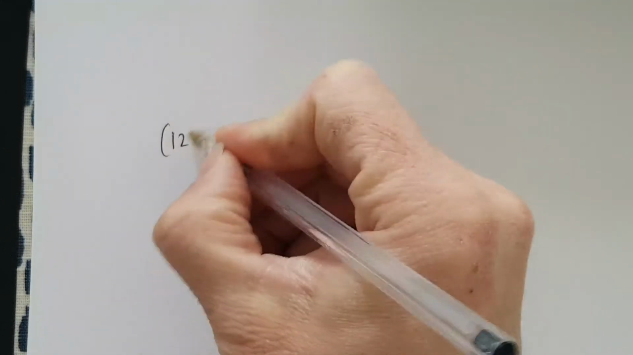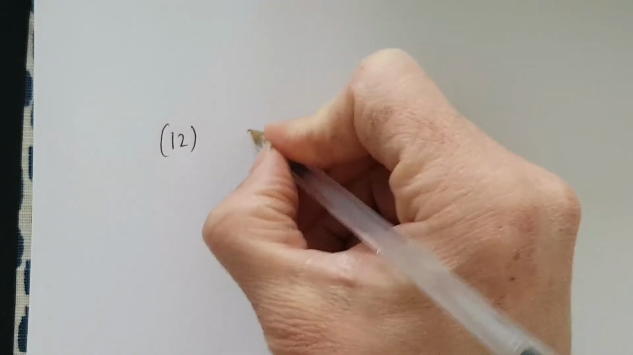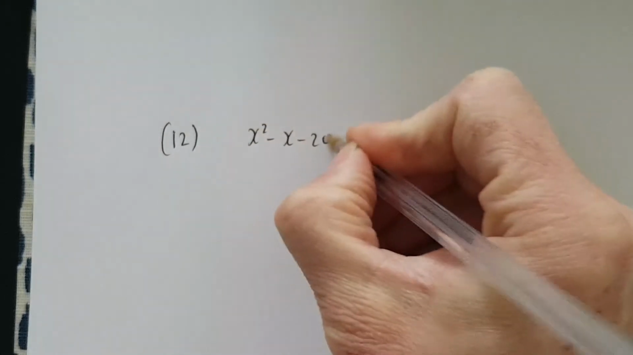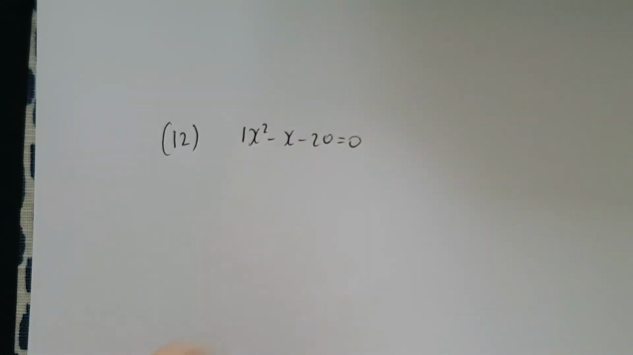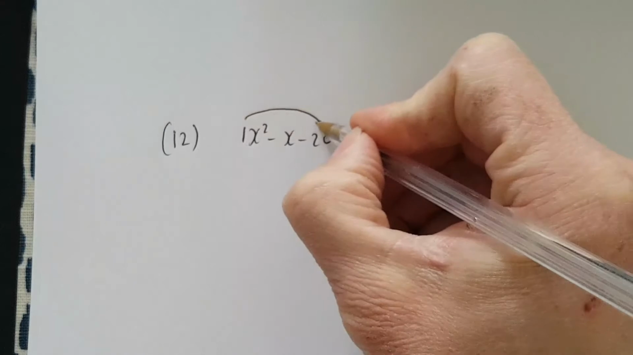Okay, so we're going to have a look at question 12 here before I move on to doing some questions on our own. So I've got x squared minus x minus 20 is equal to 0. Okay, actually that's 1x squared minus x minus 20 equals 0. So we're going to use the guide number method to factorize this first.